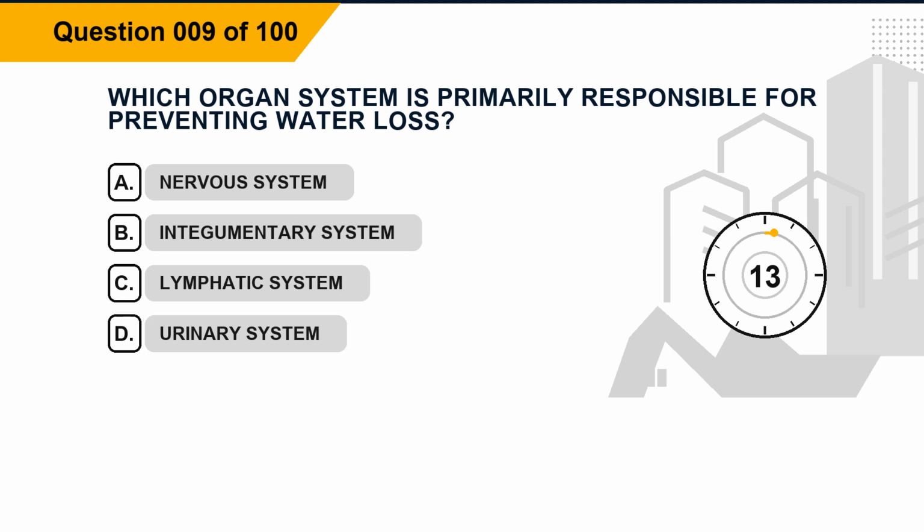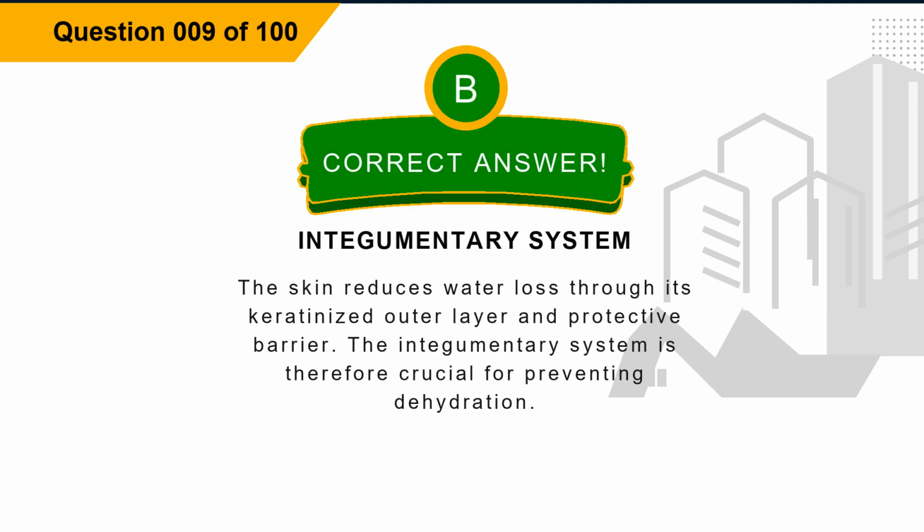Question 9. Which organ system is primarily responsible for preventing water loss? Option A, nervous system. Option B, integumentary system. Option C, lymphatic system. Option D, urinary system. The correct answer is option B, integumentary system.